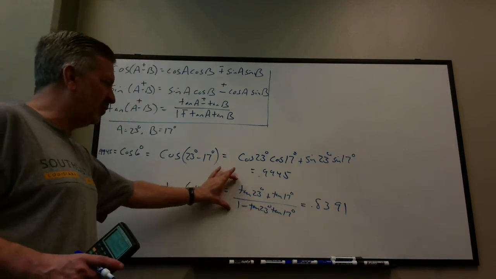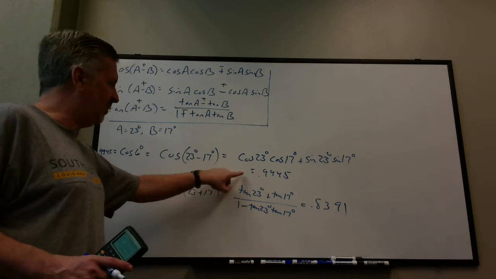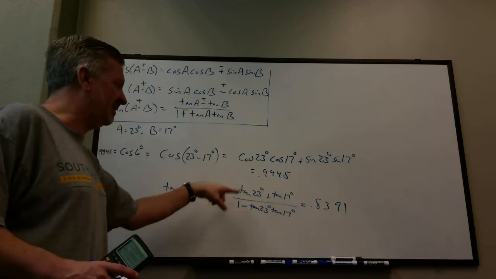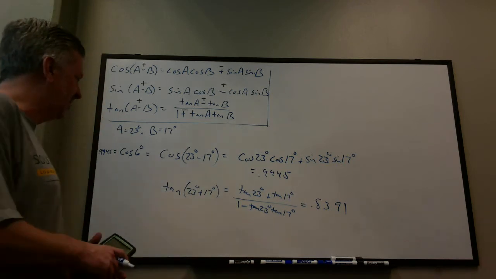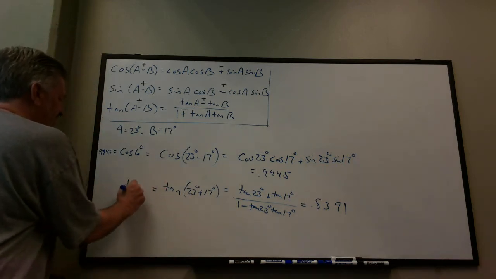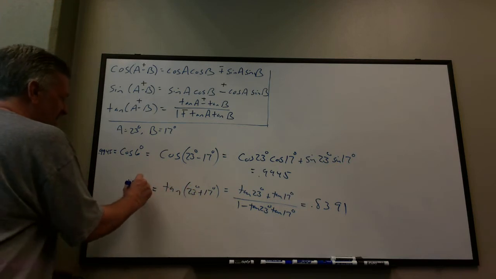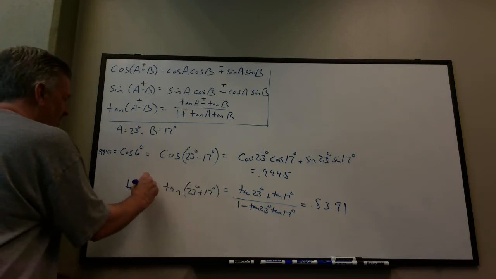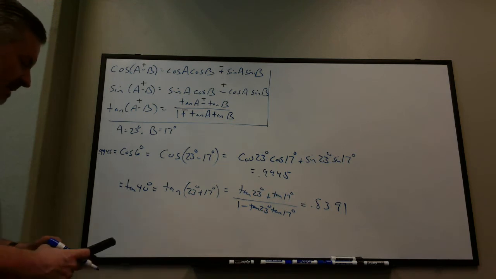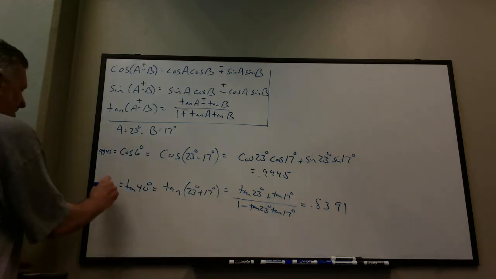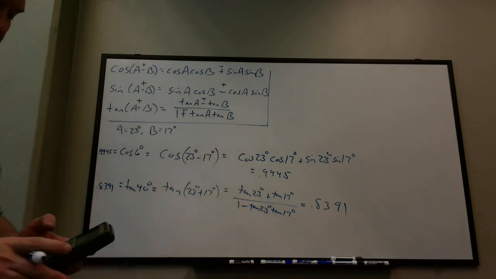So whenever you have a quotient, you might just get in the habit of putting the entire numerator in parentheses and the entire denominator in parentheses, whether you need them or not, and if you have them extra, it's no big deal. Now, what should this equal? This should be tan of 23 plus 17 degrees, which is 40 degrees. So let's see if I got that right. Yes, and that's also 0.8391, which we expected it to be.